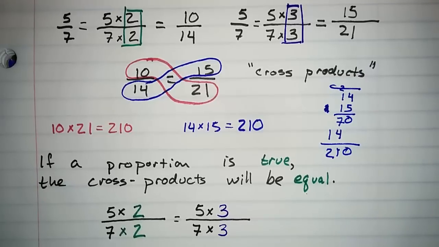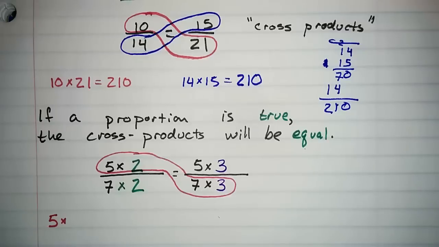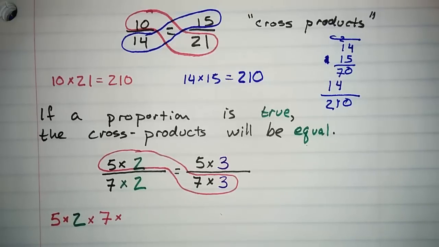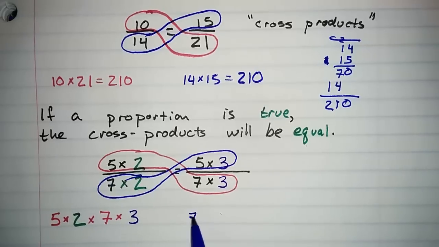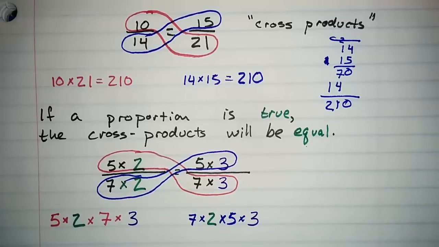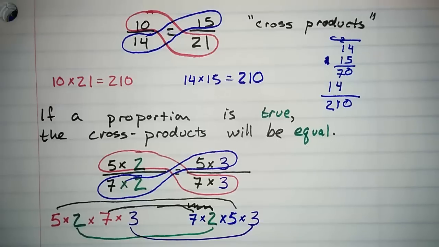So when we took the first cross product, we had a 5 times a 2 times a 7 times a 3. When we took the second cross product, we had a 7 times a 2 times a 5 times a 3. Notice, we have the same 4 numbers here. And of course, because multiplication is commutative, I can shuffle these numbers around however I want.